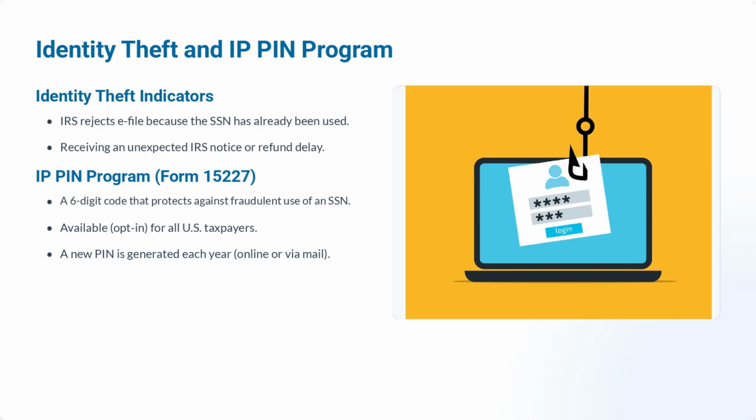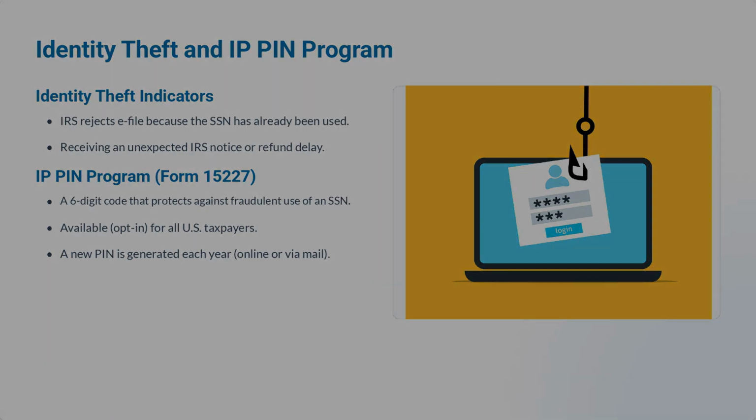Identity theft and ITIN program. If someone's SSN is compromised, the IRS may reject their return. Refund may be delayed. Taxpayer must verify identity. The ITIN program helps prevent this. Taxpayers can apply using Form 15227 or online verification.